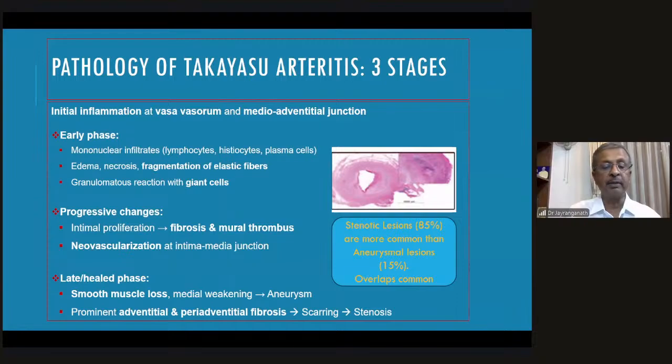Neovascularization occurs at the intima-media junction. In the late phase, there is smooth muscle loss and medial weakening causing an aneurysm, and prominent adventitial and periadventitial fibrosis causing scarring and stenosis. Stenotic lesions are predominant, about 85%, and more common than aneurysmal formation, which is 15 to 20%. Overlaps are common, which we have seen.